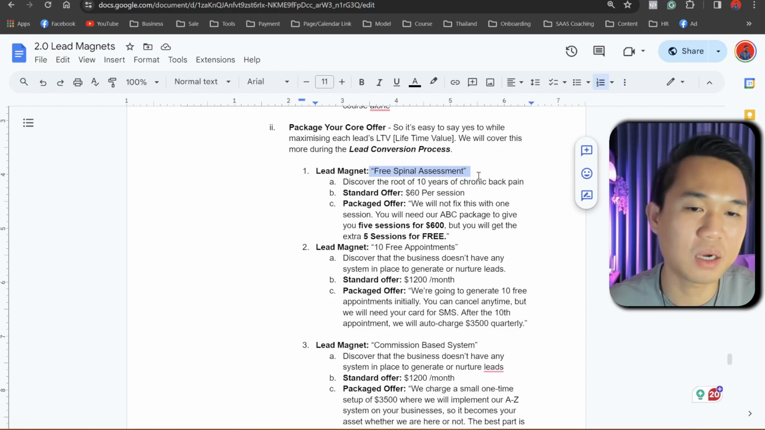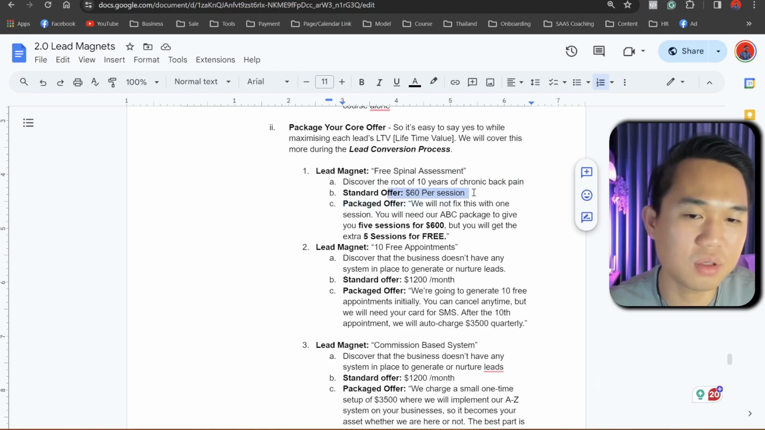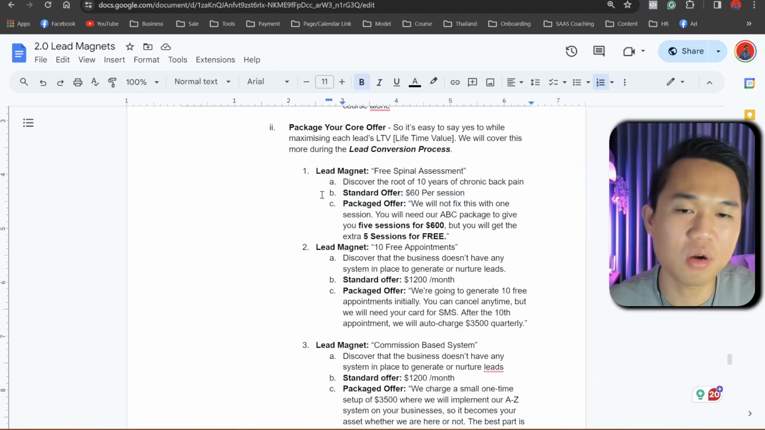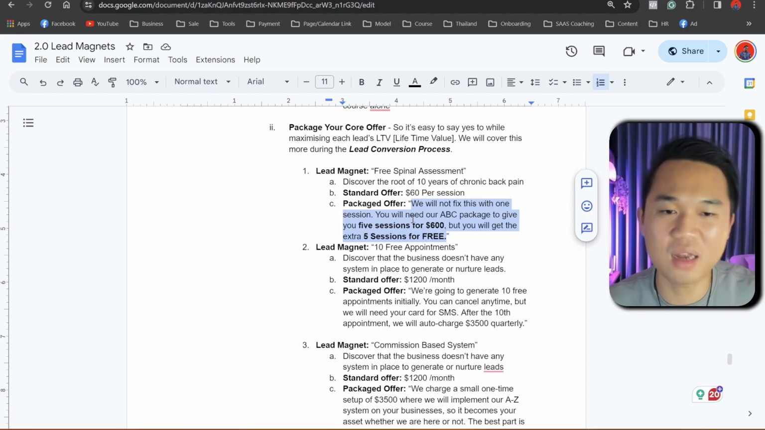Example of a free spinal assessment: discover the root cause of 10-year chronic back pain. Standard offer, $60 per session. So this is the package offer, right? We will not fix this with one session. You will need our ABC package that gives you 5 sessions for $600. But then you get an extra 5 sessions for free. So we actually sell 10 for $600.